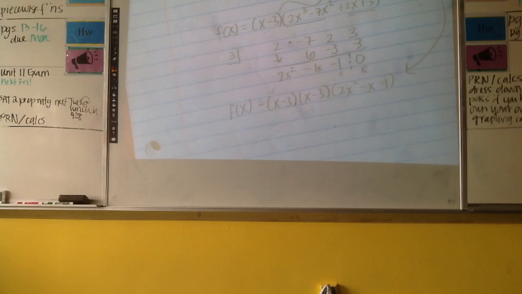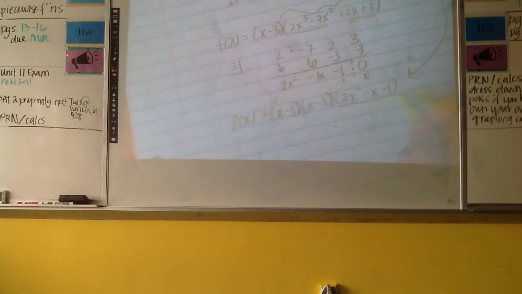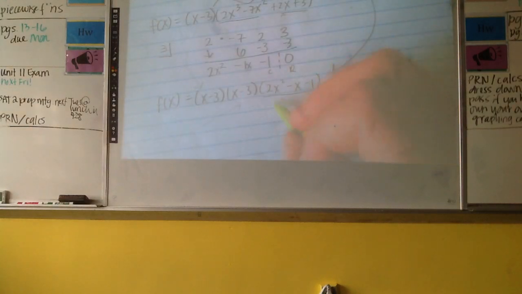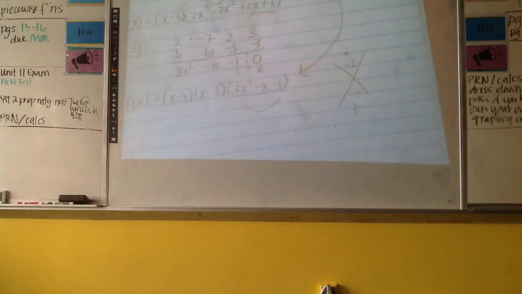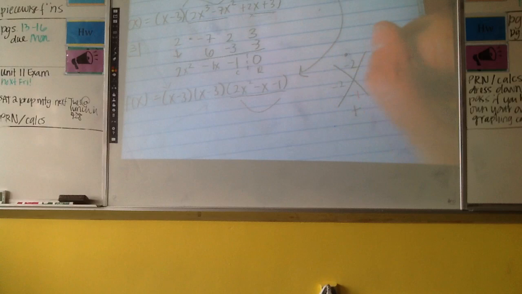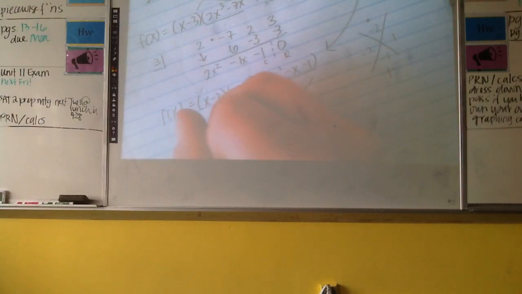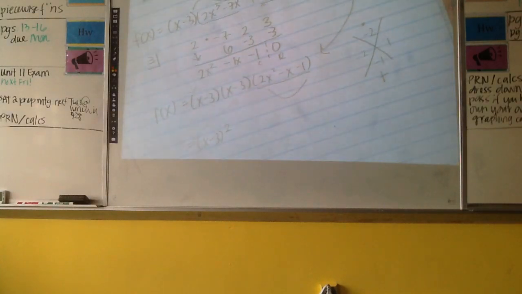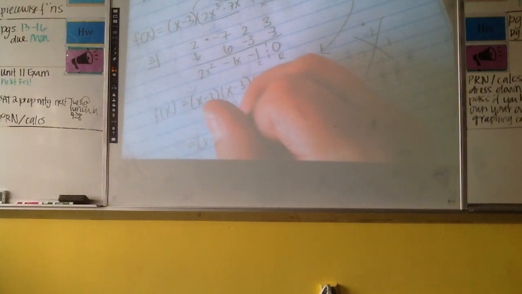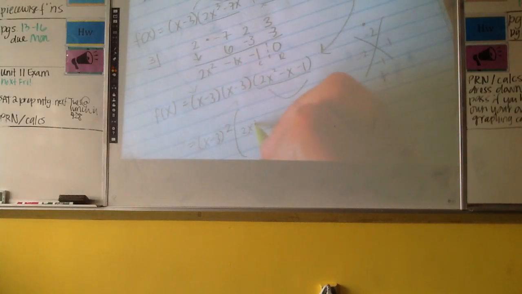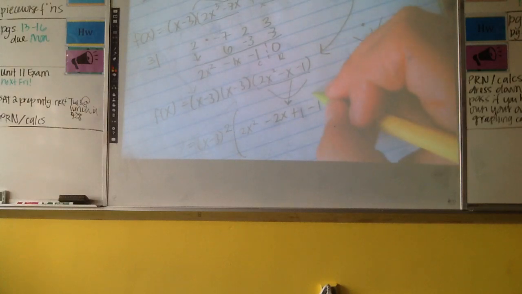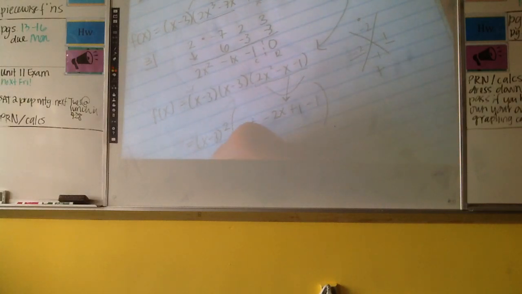Oh geez, we're going to have to be able to factor this guy. I need two numbers that multiply to negative 2 and add up to negative 1. Oh, negative 2 and 1. Okay, so we have x minus 3 times x minus 3, or x minus 3 squared, times 2x squared. We're breaking up this middle term into negative 2x plus 1 minus 1. Just bring that guy down. Factor by grouping.